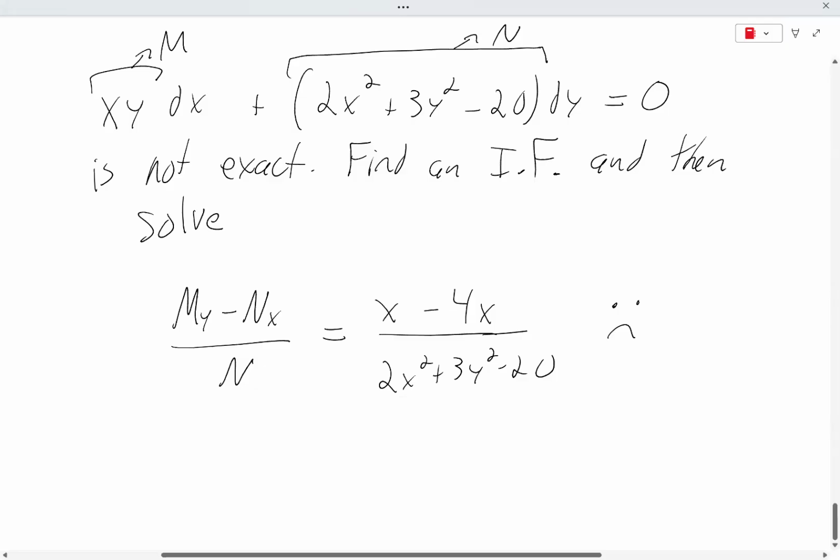Okay, but now let's try the other way. So there's another one to try. Oh, by the way, what if it was exact here? If, let's say, this was exact, what would this be up here then? Then they would equal each other. M sub y would equal n sub x. That'd be 0 up there, right?